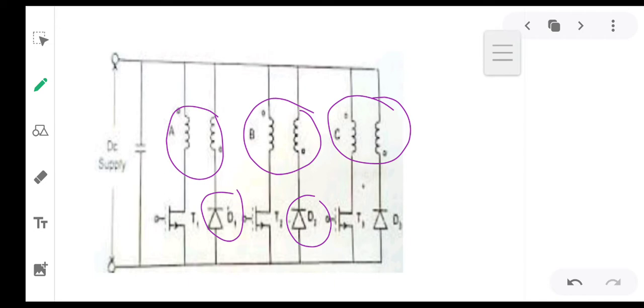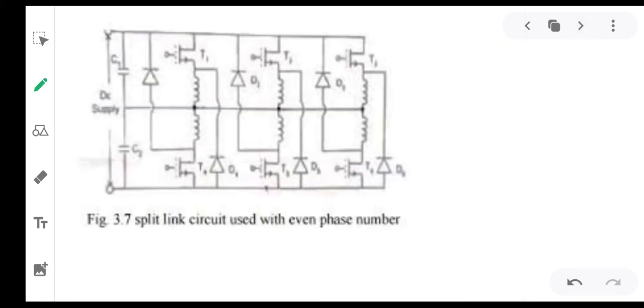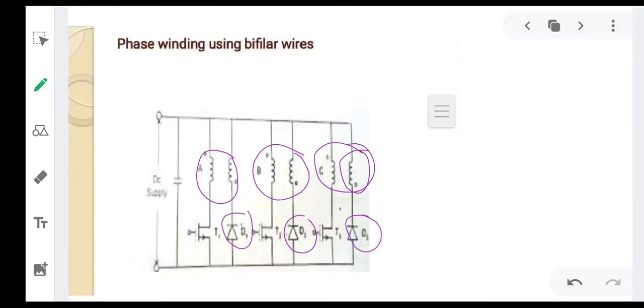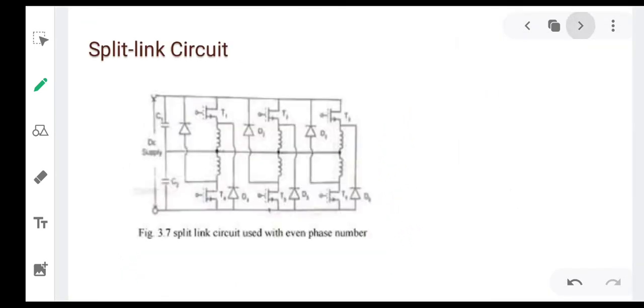DC source. Okay, and for phase C, charging or excitation will be done with the help of switch T3, and when it is turned off or excitation is to be removed, the energy stored here has to be discharged back to the source, and that is done with the help of D3. So this is the bifilar winding, that is bifilar windings, right?